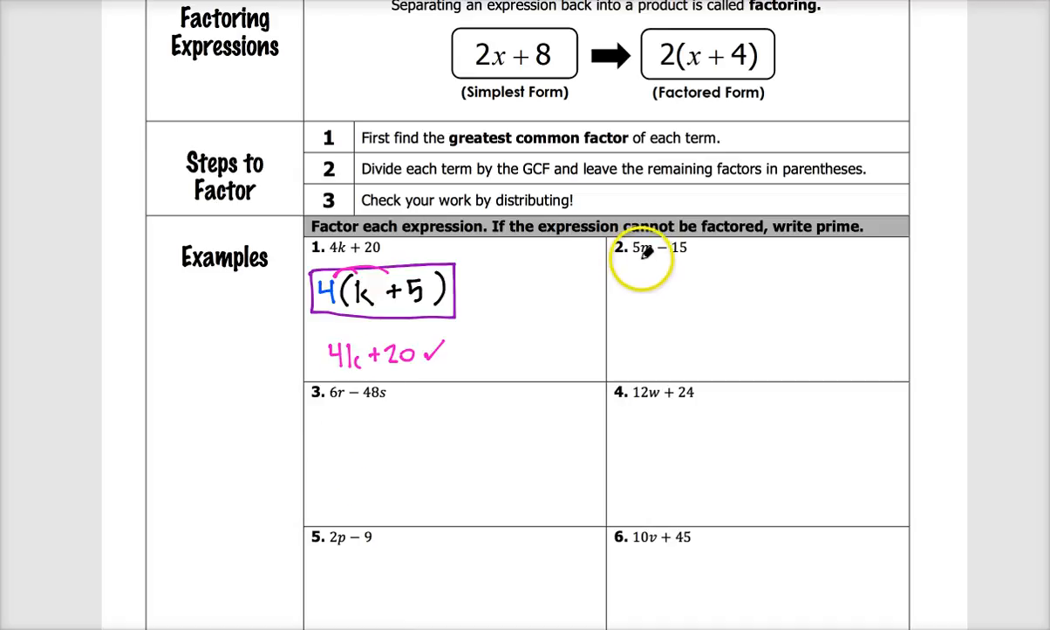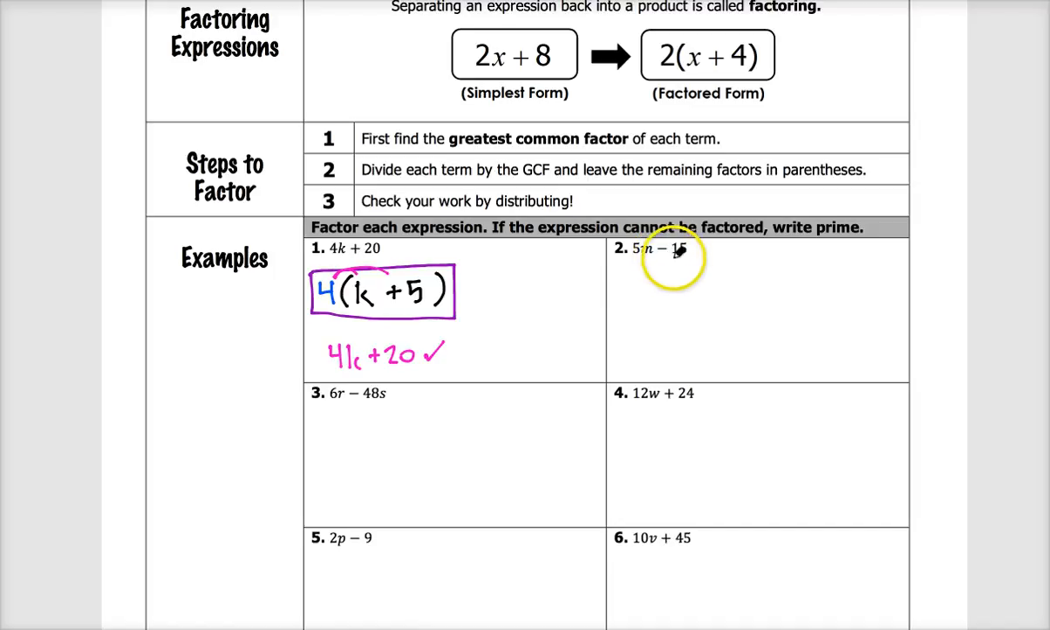Okay, number 2, 5m minus 15. So we look at the 5 and we look at the 15 and we think, what's the GCF of 5 and 15? That would be 5. And so then we're dividing each of these terms by 5. So we're thinking, what times 5 gives us 5m? That would be m. And what times 5 gives us negative 15? Well, that would be negative 3. So the factored form of this expression is 5 times the quantity m minus 3.